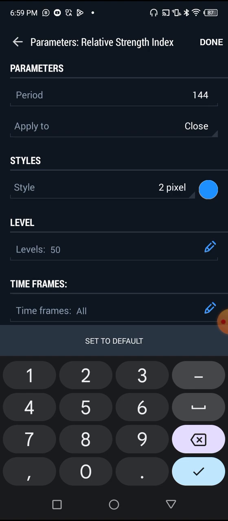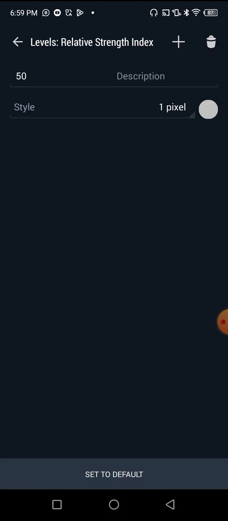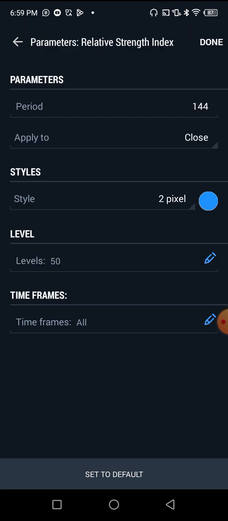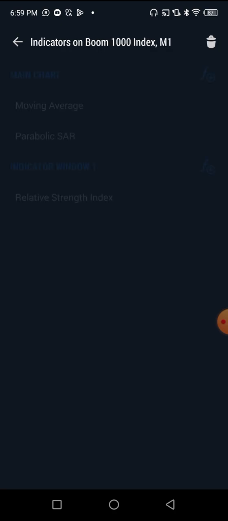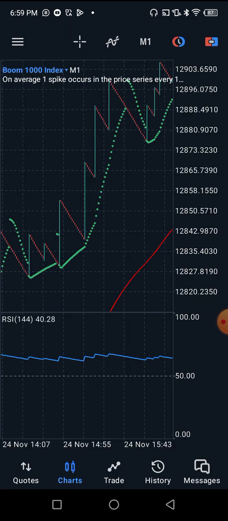Then 2 pixel, you go to your levels. We only have 50 guys. Any color of your choice guys. I use white because the background is black, so you click done. Let's go to our chart now guys. This is how our chart looks like.